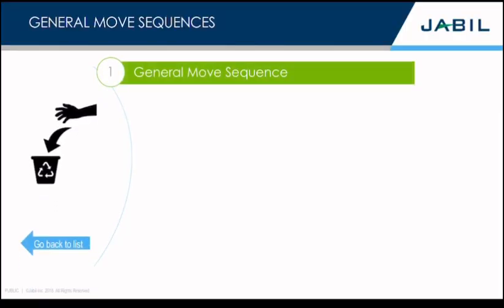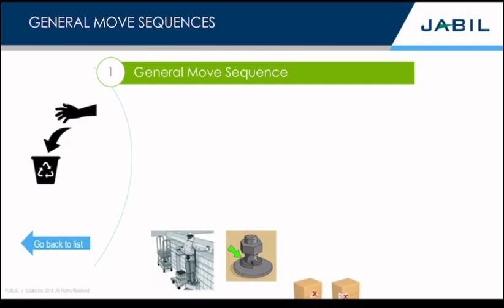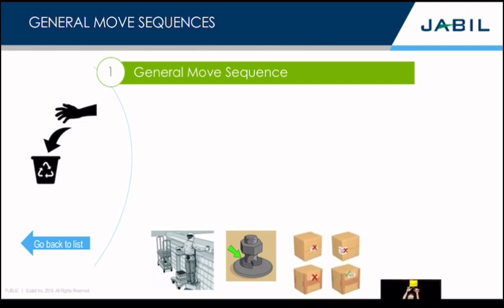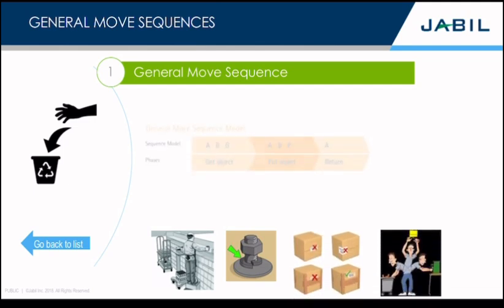General move is the manual movement of an object from one location to another freely through space. Examples include stocking a can on a grocery shelf, putting a washer onto a bolt, placing a label on a box, and dropping a part into a bin.